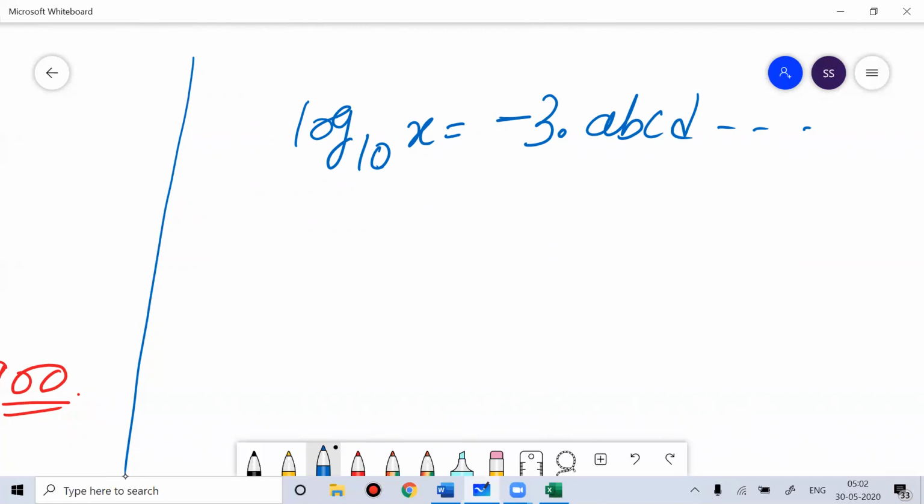Because if you remember the formula, it's the inverse of what we have studied. Very basic, very simple. So the number of zeros between the decimal and the first significant digit would be the 2 zeros. Very simple concept. It's the inverse of whatever we have discussed.